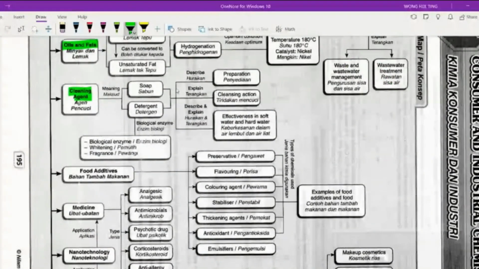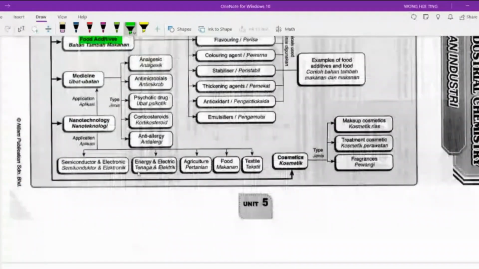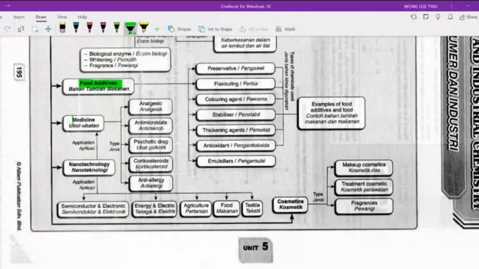Under cleaning agents we have two: soap and detergent. Then after that, we are going to discuss the food additives also. Under food additives, there are 7 types of food additives. Now next is medicine. Medicine is actually of 2 types: classic or traditional medicine and modern medicine. But we focus on modern medicine. For modern medicine, we have 5 types.